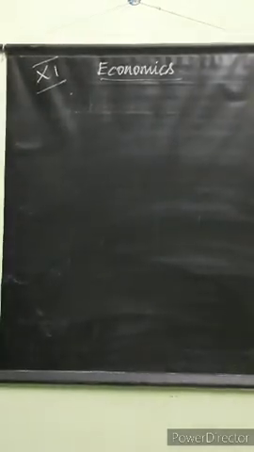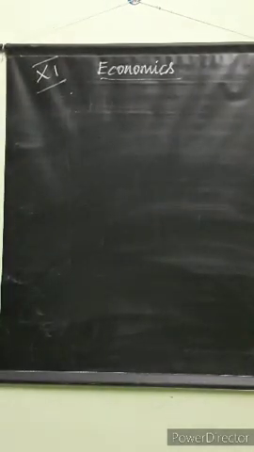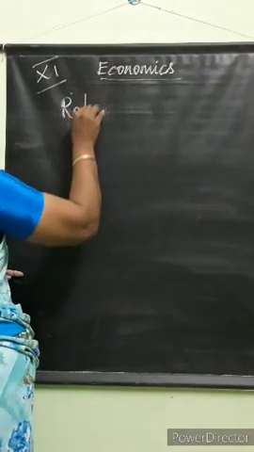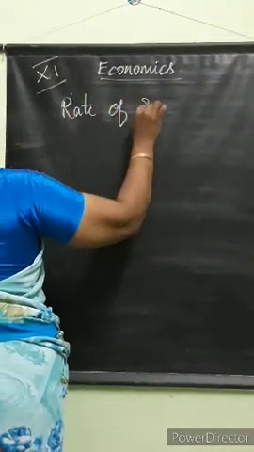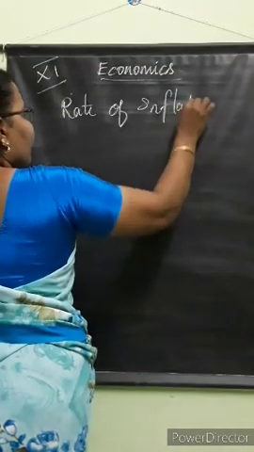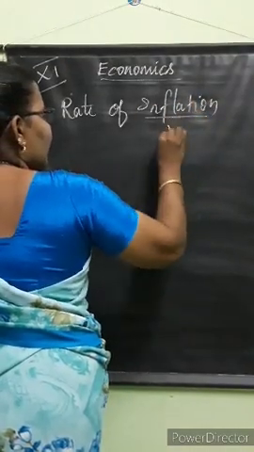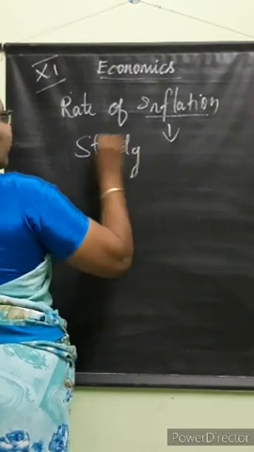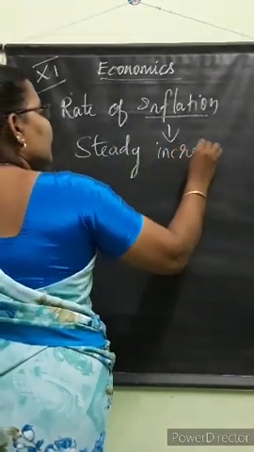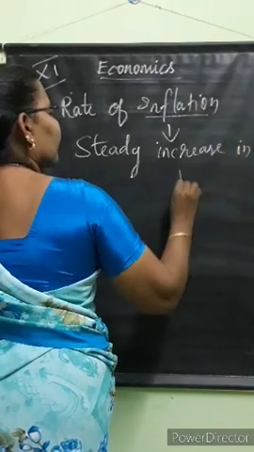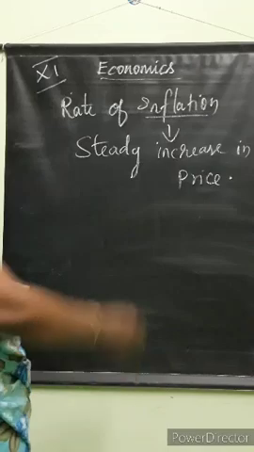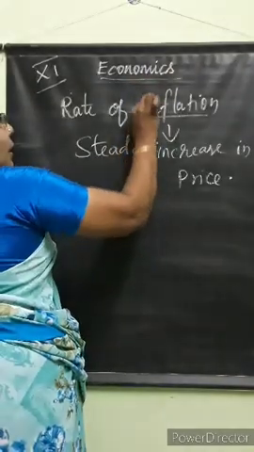So the real income is determined by the rate of inflation. They have given a word, rate of inflation. You should know the meaning for the word inflation. Inflation means steady increase in the price level. That is called inflation.